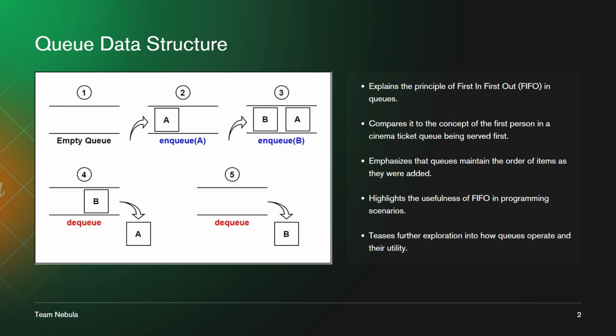So, with queues, we always maintain the order of items as they are added, and when we start processing them, we follow the same order in which they were added. The FIFO rule, which is first in first out rule, makes queues really handy in various programming scenarios. Let's dive deeper into how queues work and what makes them so useful.